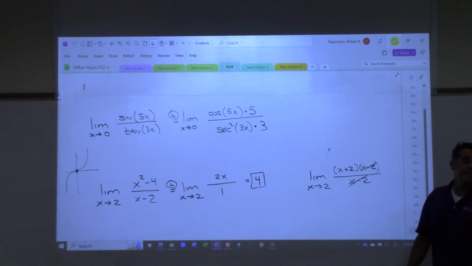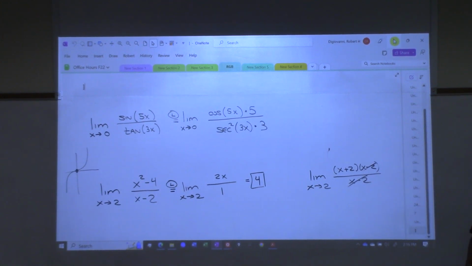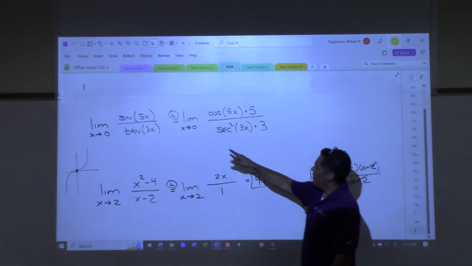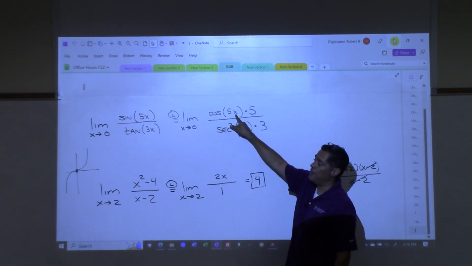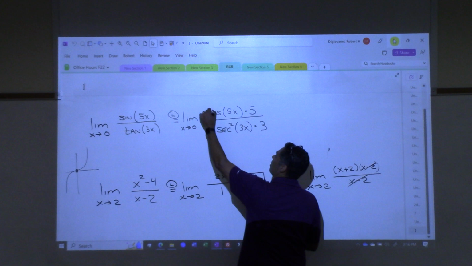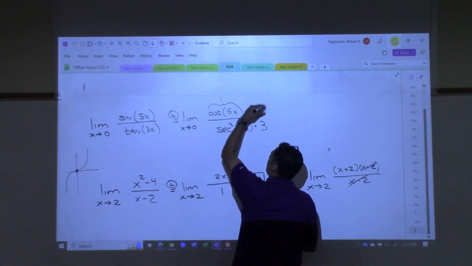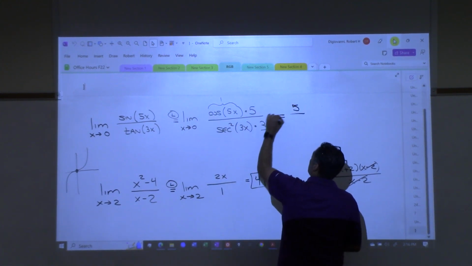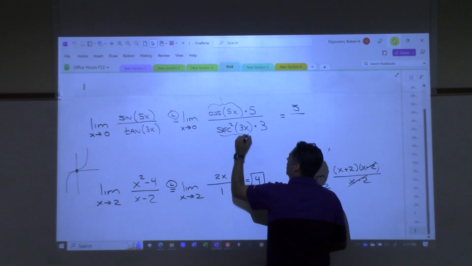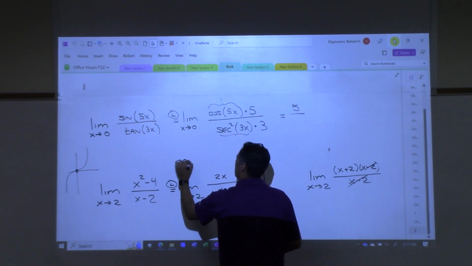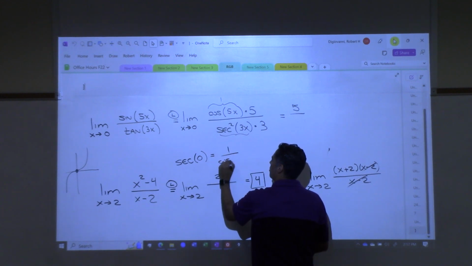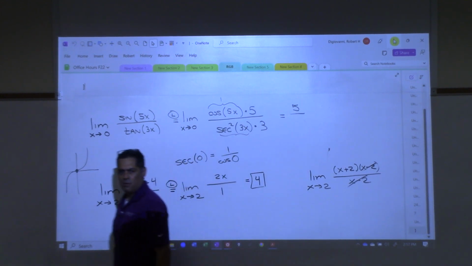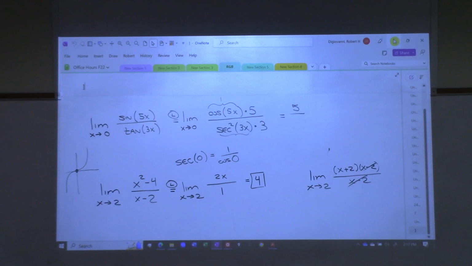And now try it again. If x goes to 0, 5 times 0 is 0. What's cosine of 0? 1. So this is going to turn into a 1. 1 times 5 on top. And then on the bottom, okay, this is a little bit more tricky. What is secant of 0? Well, that's the same as 1 over cosine of 0, isn't it? That's the reciprocal. So that's still 1, isn't it?